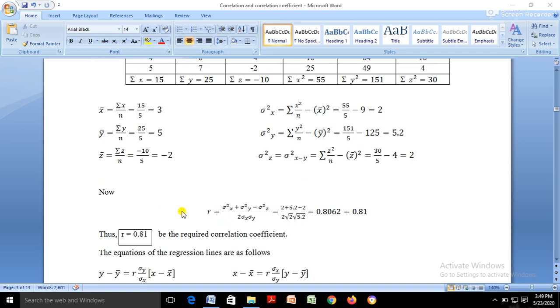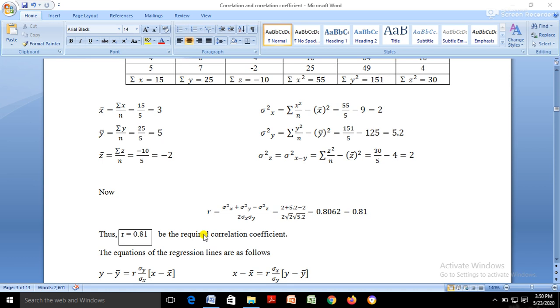Then we know that the coefficient of correlation is sigma square x plus sigma square y minus sigma square z divided by 2 into sigma x sigma y. We know the sigma square x is 2. We know the sigma square y is 5.2. We know the value of sigma square z is 2. Then 2 into sigma x, so that is root of 2. Then sigma y, we know the sigma square y equal to 5.2, so sigma y is equal to root of 5.2. So on solving, we get the r value is 0.8062, that is nearly equal to 0.81. Thus, r is equal to 0.81 be the required correlation coefficient.